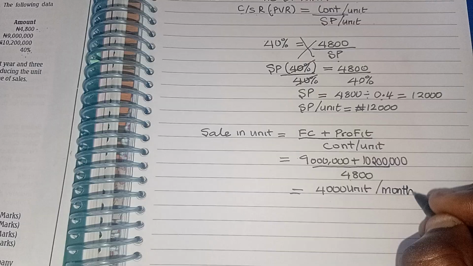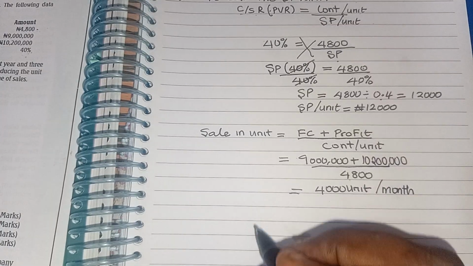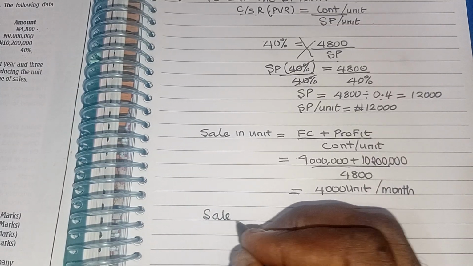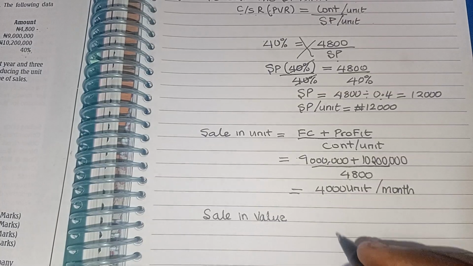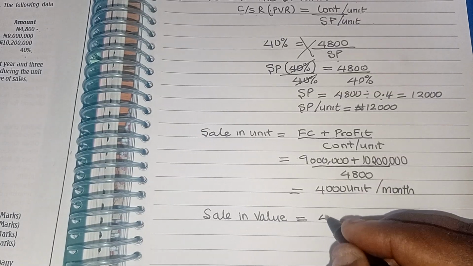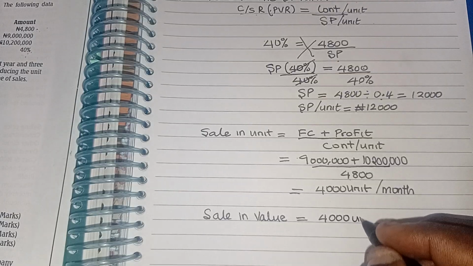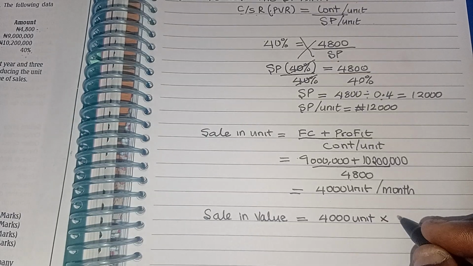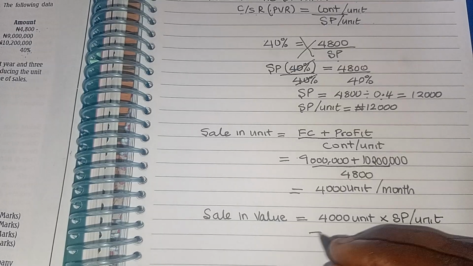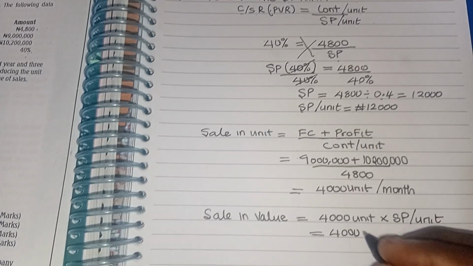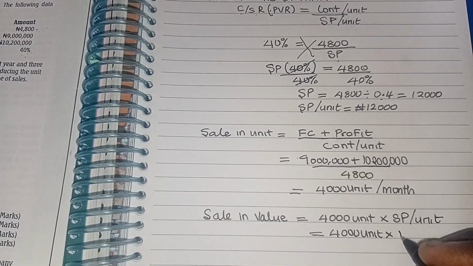Don't forget, per month. Then our sales in value. There are two things you can do here. Either you multiply to make it faster, multiply by the selling price per unit, and this is 4,000 units multiplied by 12,000.